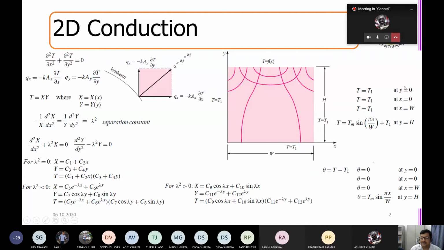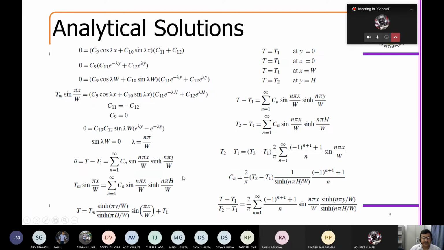We enforce the boundary condition. We introduce the concept of theta, which is temperature difference. We simplified the boundary conditions here, enforced them into the system, and then we obtain the constants. A typical evaluation of constants in the form of the Fourier series has been given here. This is subject to your practice. This cannot be done in an online class. I cannot derive it. In a normal class, I would have derived it on the board, but even then it is meaningless. Unless you do it yourself, you will not be able to really understand what's going on here.